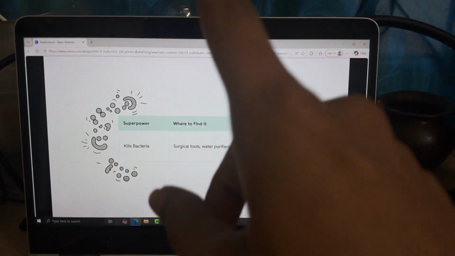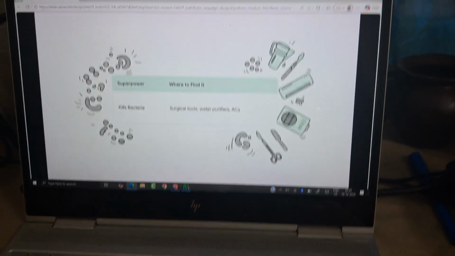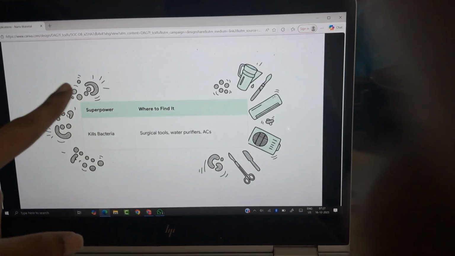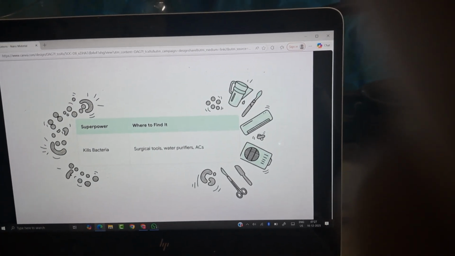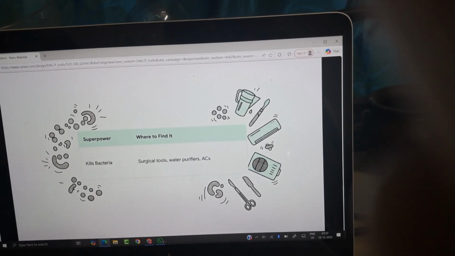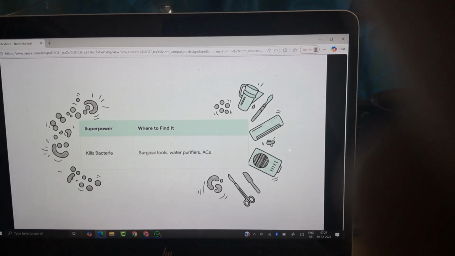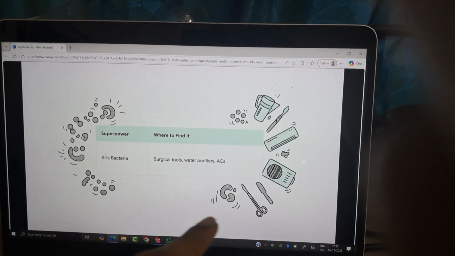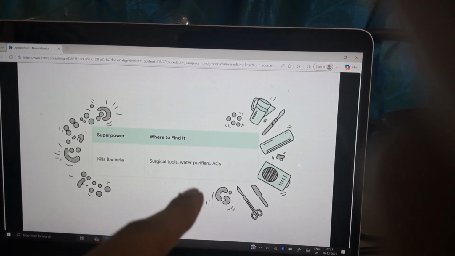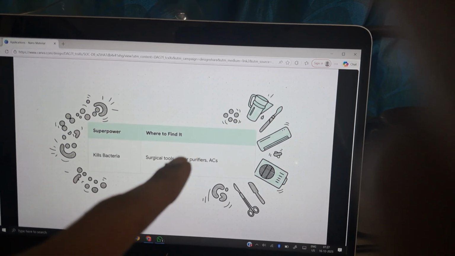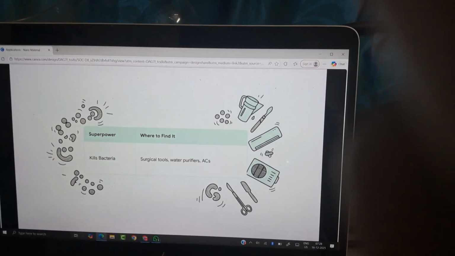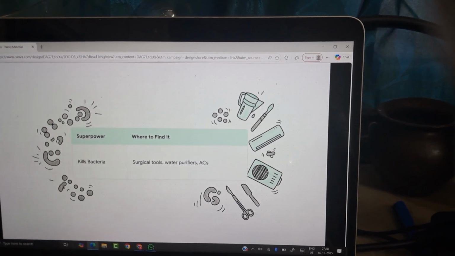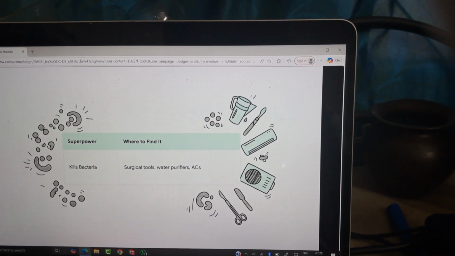Next, let's discuss each nanoparticle. Silver nanoparticles have a bacteria-killing nature. Silver nanoparticles can kill bacteria. That's why they are used in surgical tools, water purifiers, and air conditioners. Water purifiers are used to purify water. Surgical tools are coated with silver nanoparticles so that they kill bacteria.